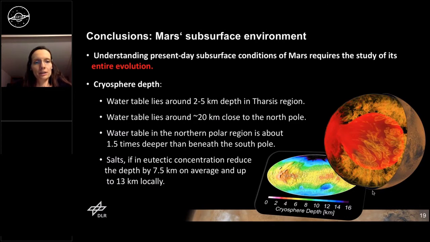Now, we also observed in the models that for the northern polar region, we have a water table depth that is located about 1.5 times deeper compared to the South Pole, and this is due to the fact that the crust at the North Pole was in these calculations thinner compared to the South Pole, and therefore has a smaller insulating effect. Now, if salts are present in eutectic concentration, they can significantly reduce the depth to the groundwater on Mars, and this can be done by about 7.5 kilometers on average and up to 13 kilometers locally.